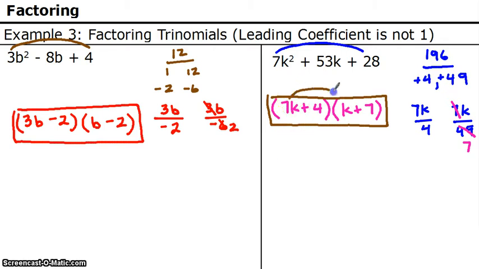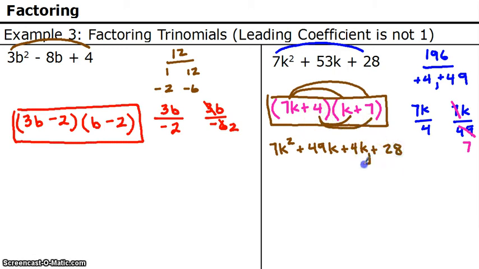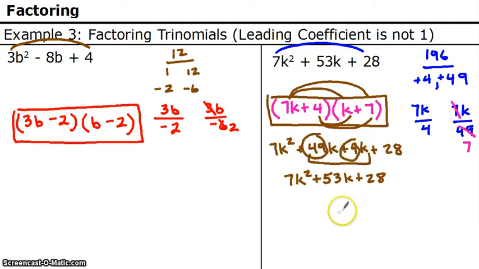Okay, so if we multiply 7k times k, you get 7k squared. 7k times 7 is 49k. 4 times k is 4k. And 4 times 7 is 28. Add the two terms in the middle, 49 plus 4 is 53k. And you see we get back what we started with. Okay, and then you can also see those two numbers we found, the 49 and the 4, they show up right there when we're doing FOIL.